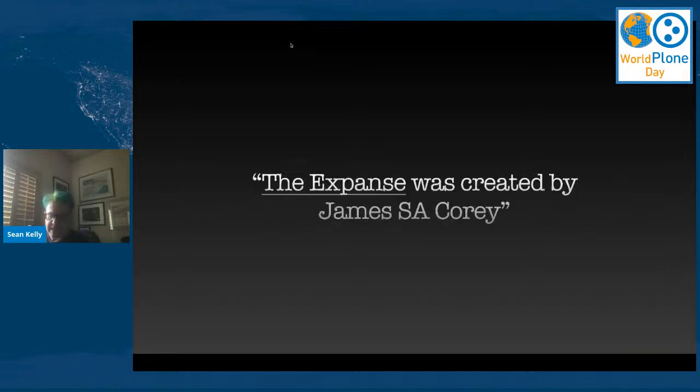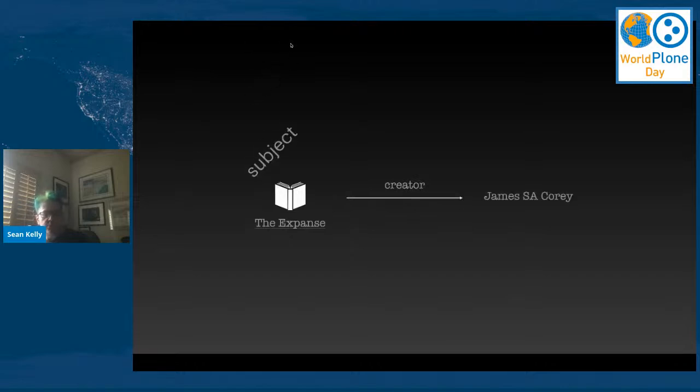As an example, let's take a look at this statement. The Expanse was written by James S.A. Corey. A pretty simple statement. It has three parts to it. There's a subject, the predicate, and an object.